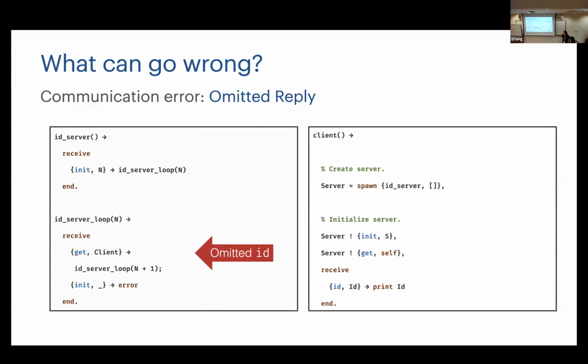We can also have an omitted reply. So say the server simply doesn't send the ID. What happens then is that the client gets blocked, it keeps waiting on the ID forever, and that leads to a crash of the program.